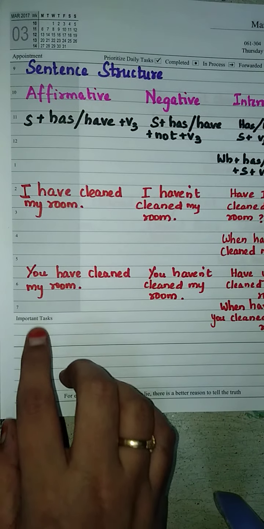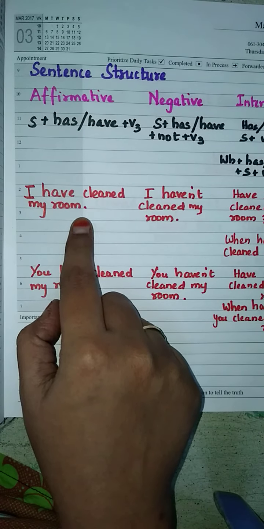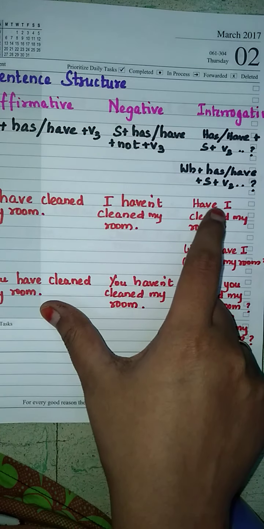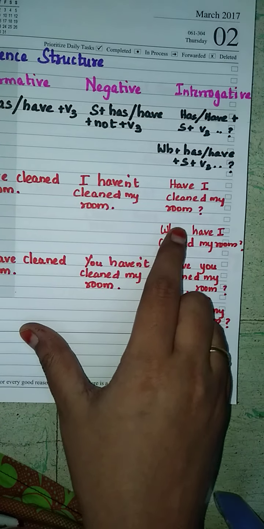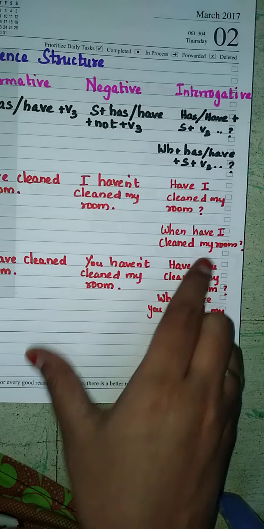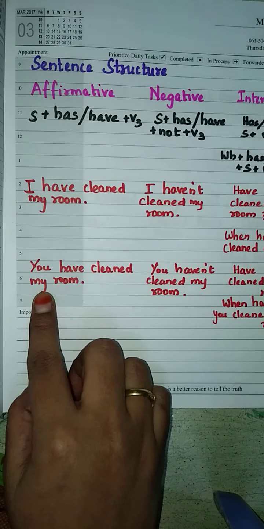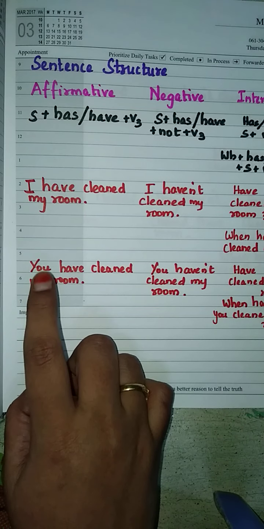Now see the sentence here. I have cleaned my room. The negative is I haven't cleaned my room, for yes or no type, have I cleaned my room, and for WH, when have I cleaned my room. In the same way, you have cleaned my room, or else you can use you have cleaned your room. The meaning is correct in both cases.